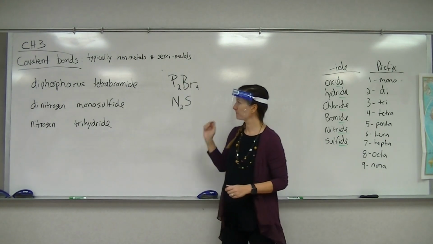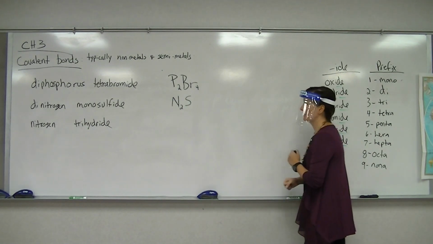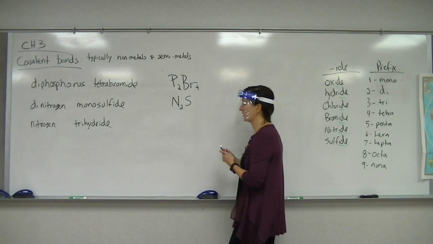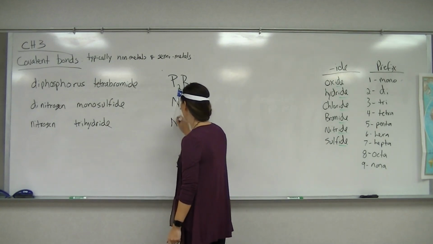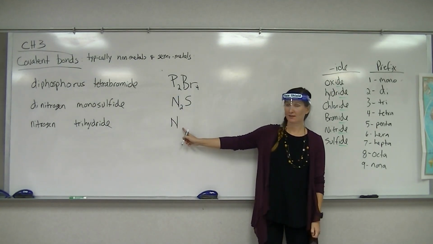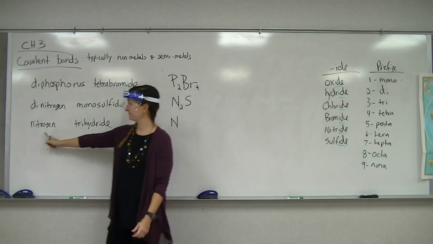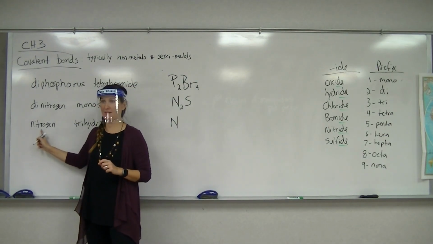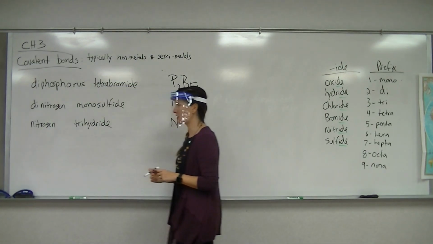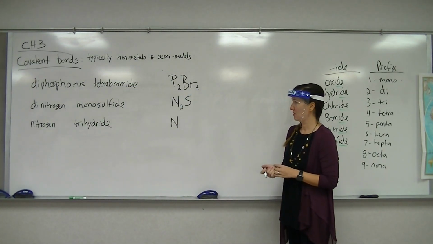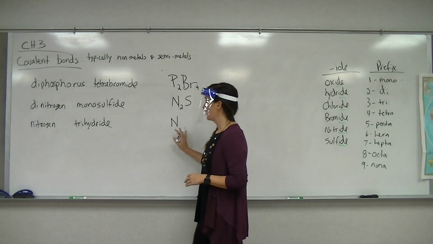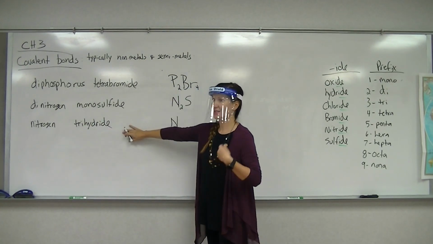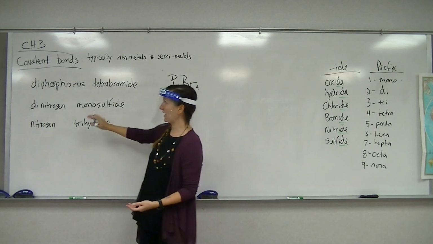All right. Last but not least, nitrogen trihydride. Nitrogen, once again, we already know it's an N. But how many? 1. There's no prefix on it, so we know there's just 1. Because remember, we can't put prefixes on the first element if there's only one of them. So that's why the mono's not there. The second part, trihydride, hydride is just hydrogen. So we're looking at the H.